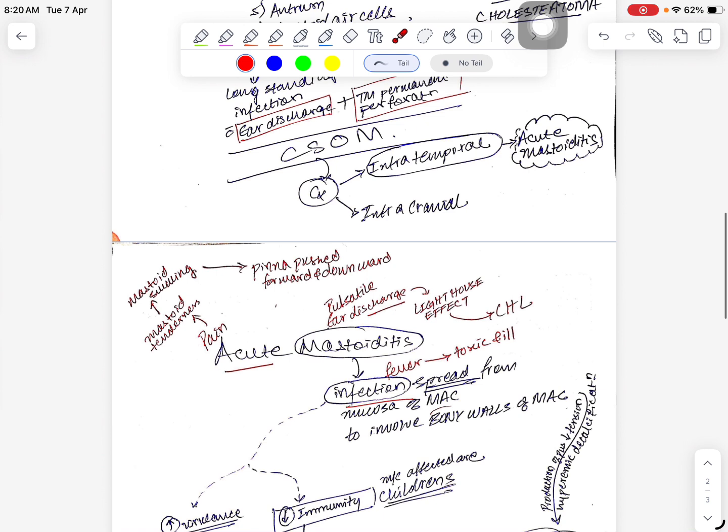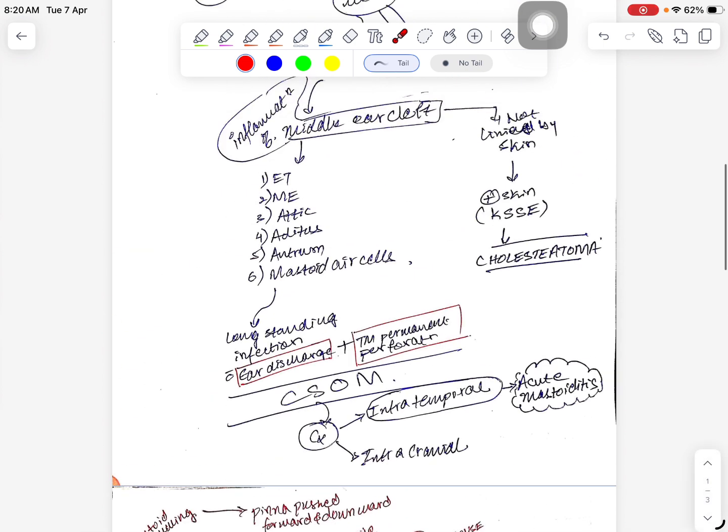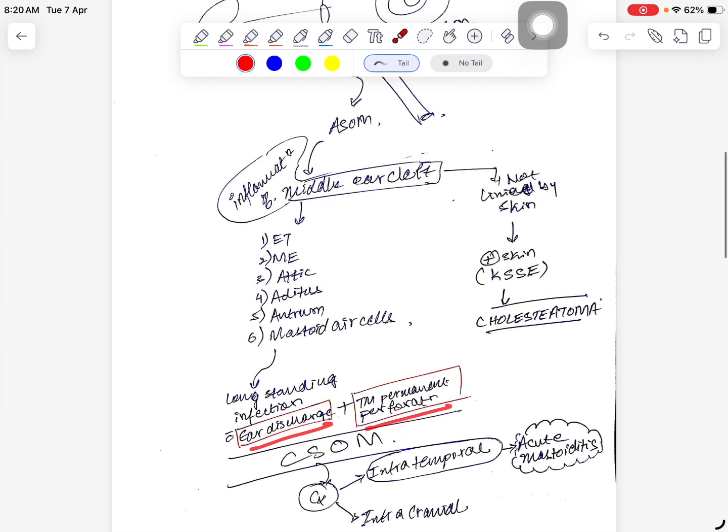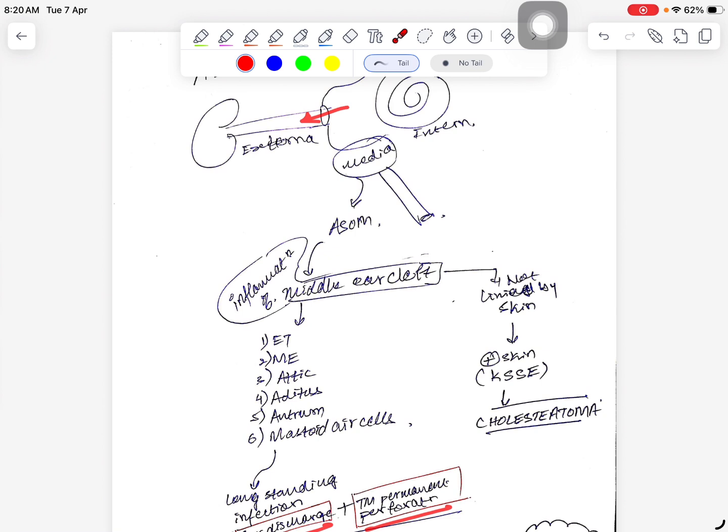Wherever I have marked with the red ink, it is just clinical features and signs. First come here. What do you mean by CSOM? It is a long-standing infection along with the ear discharge and tympanic membrane perforation that I have shown here. Tympanic membrane perforation and ear discharge along with the chronic infection is called a CSOM.